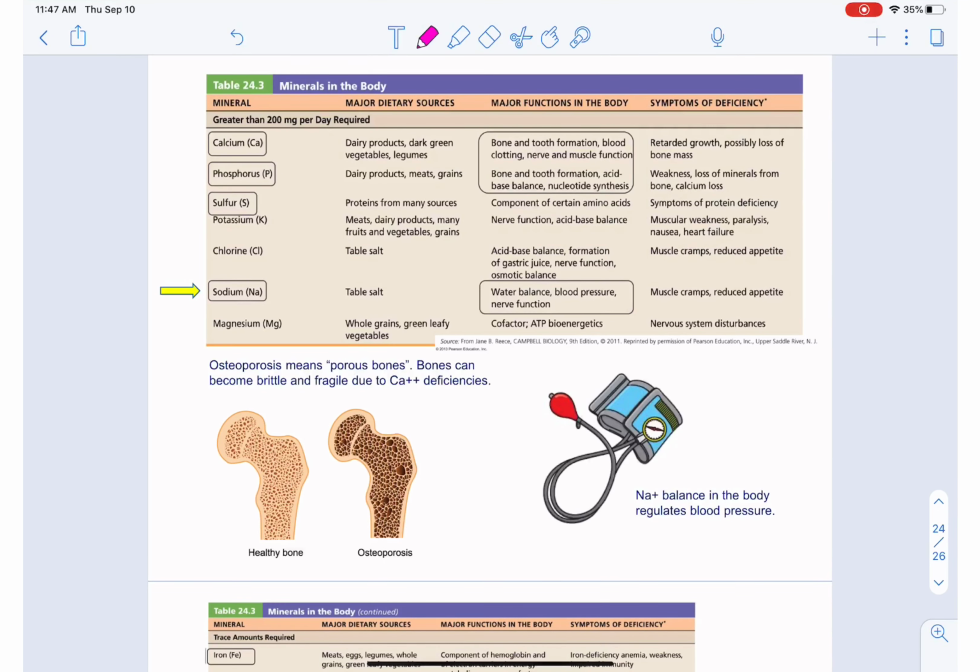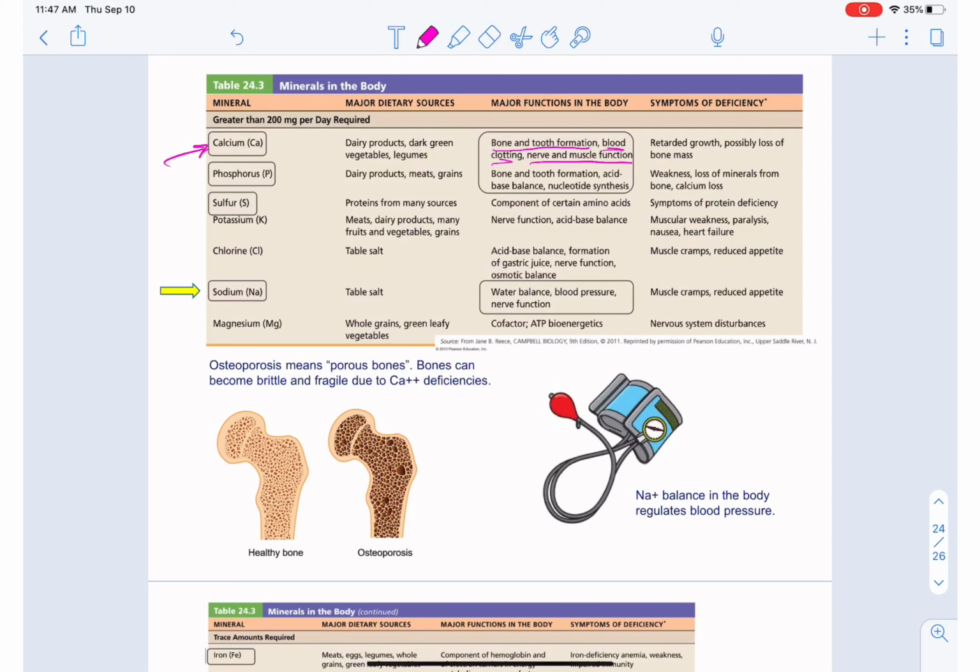Let's take a look at some of these minerals now and find out why they're important for the body. And let's start with calcium. Well, calcium has a lot of different roles in the body. It's important for bone and tooth formation, blood clotting, and nerve and muscle function are all dependent on calcium.